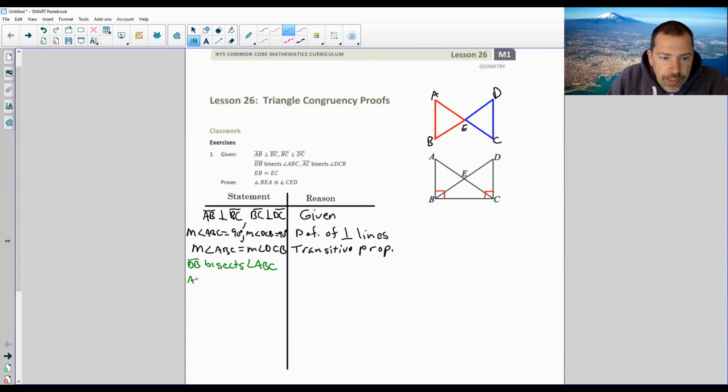And I'm also going to say that AC bisects angle DCB. Okay, so if DB bisects this, then this angle is equal to this angle. If AC bisects DCB, then it cuts it into two congruent pieces. So this is congruent to this. And the reason, that is the definition of angle bisector.